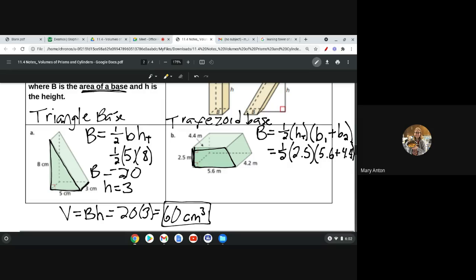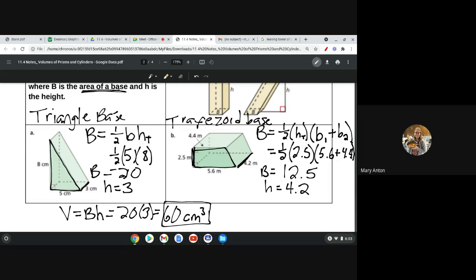Well, let me get out my handy dandy calculator. First, I'm going to do what's in the parentheses. We're going to do 5.6 plus 4.4. That's 10. Times 2.5, 25, divided by 2, 12.5. Well, actually, we didn't need a calculator, did we? 12.5 is the area of the base. And now the height of our prism is this back number, so 4.2.